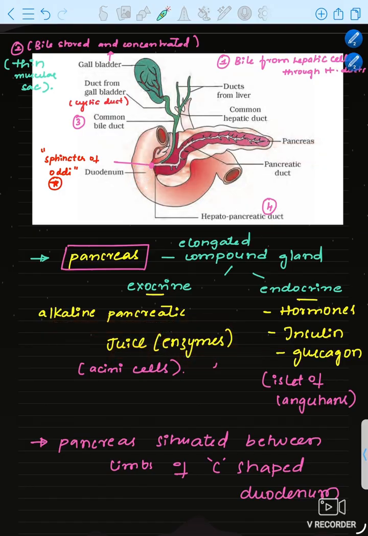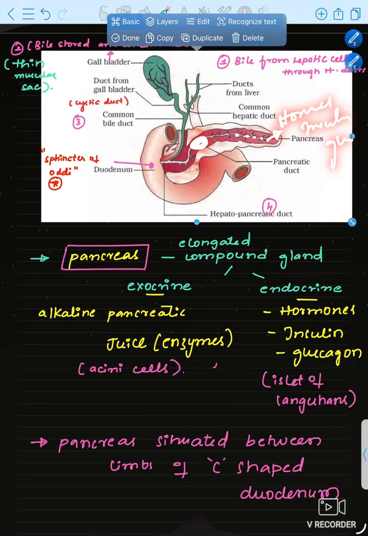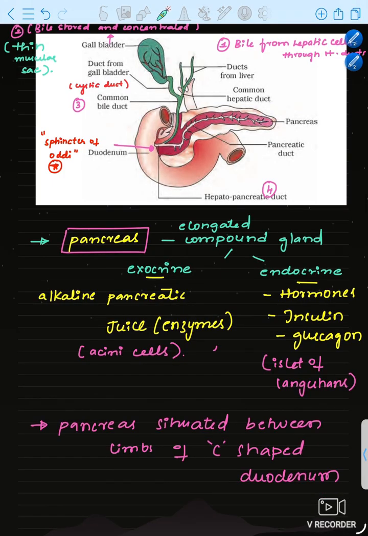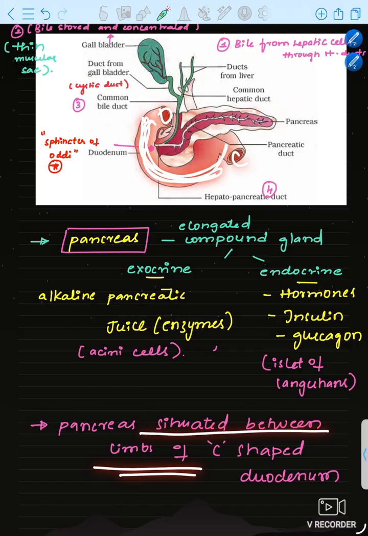In the pancreas two types of cells will be there, acini and islets of Langerhans. Islets of Langerhans are ductless, that's why they will produce hormones, insulin and glucagon. And acini are duct glands, right? That's why they will produce enzymes, pancreatic juice. The pancreas is situated between the limbs of the duodenum, see, this is one limb and the other limb.